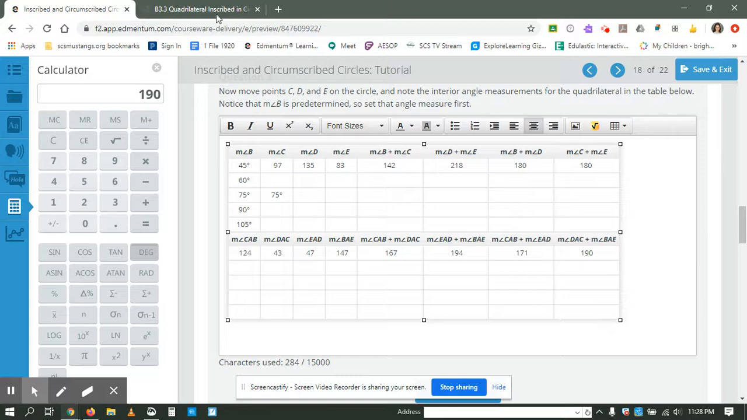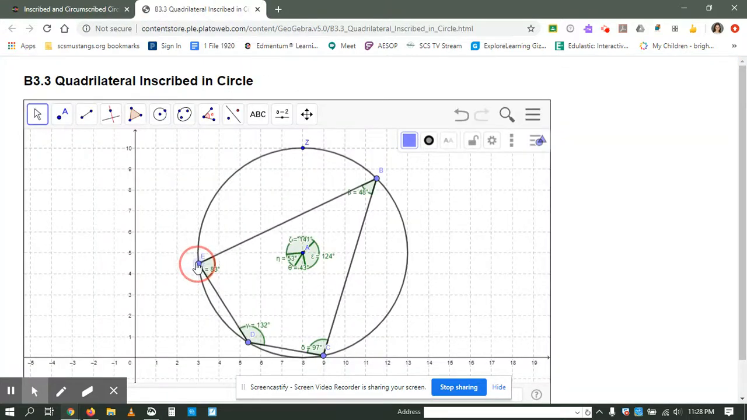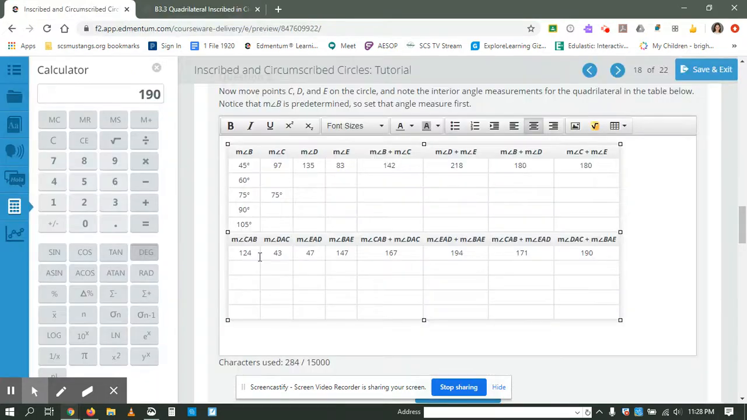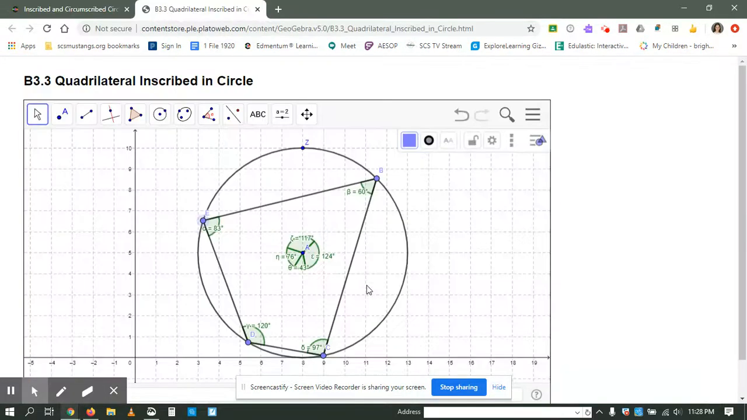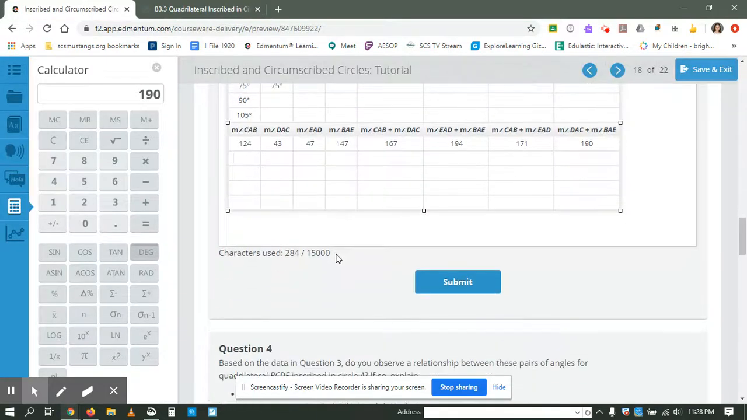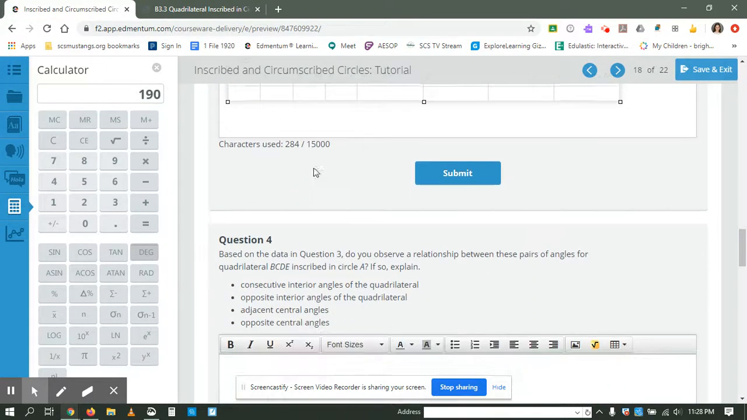So like I said, I want you to go through and finish filling out the table for the different values. So whenever you set this guy to 60, there you go. Go through, record what all four of those angles are, and then also at the same exact time be recording what those central angles are.